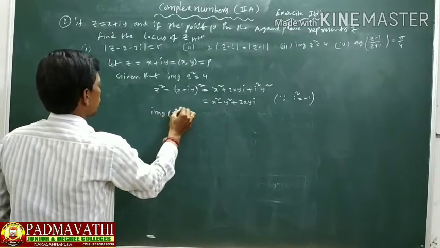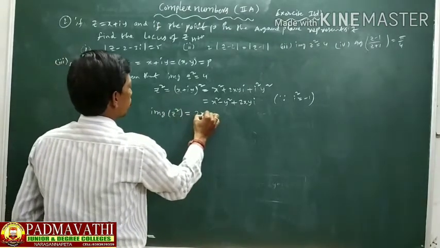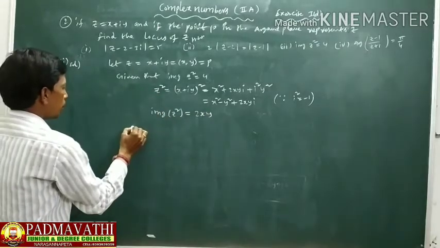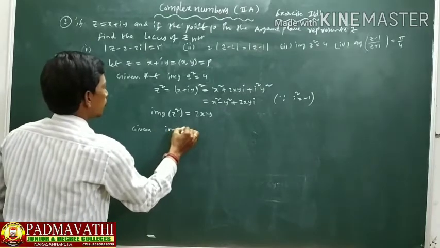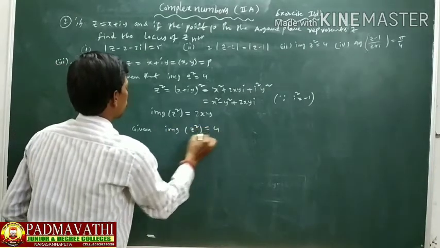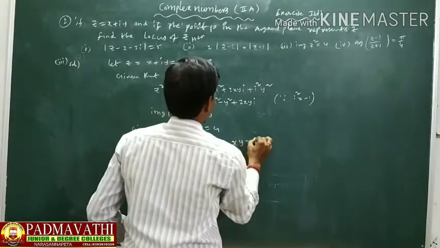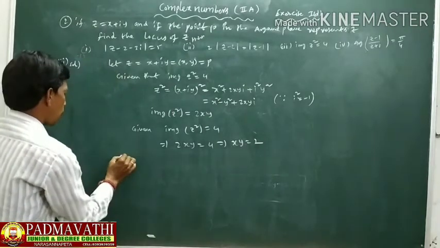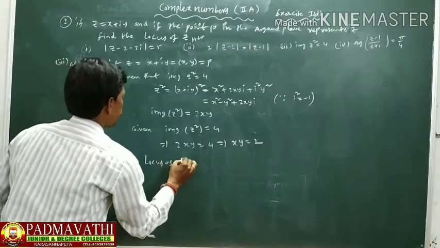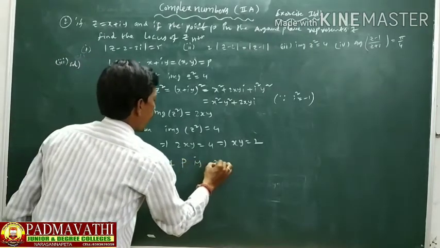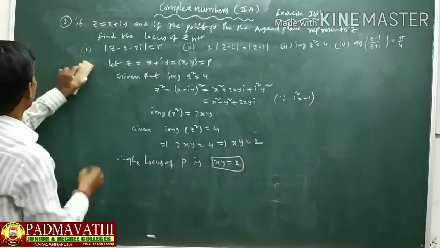Now the imaginary part of z square is equal to 2xy. So given imaginary part of z square equals 4, that implies 2xy equals 4, implies xy is equal to 2. Therefore the locus of P is xy equal to 2. That is the third problem. Now fourth problem.